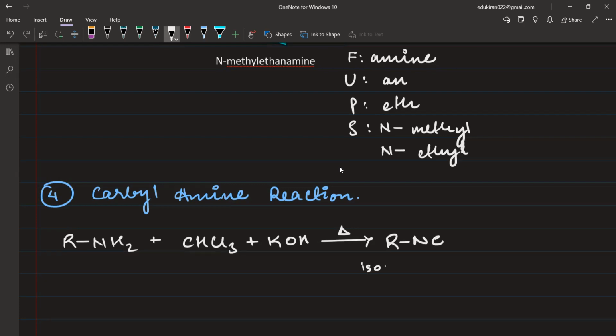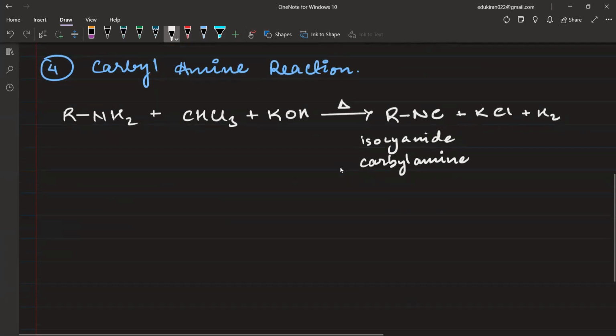What is its name? One is isocyanide, which you people must know. Also known as carbylamine. Plus KCl and H2O. Now this carbylamine has a very bad smell.